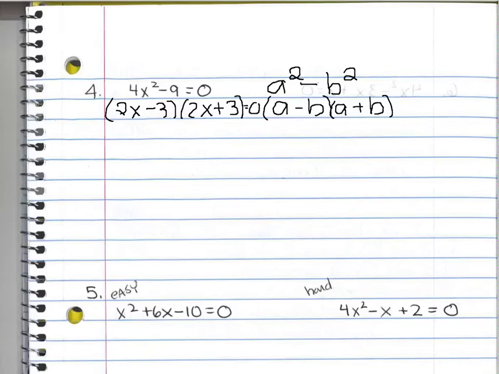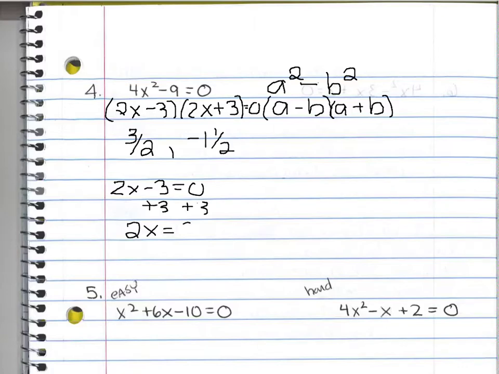Ideally, you're going to look at this in your head and say, well, that is 1.5, and the other one is negative 1.5. And if you can't do that in your head, I did it by taking 2x minus 3 equals 0. I moved the 3 to the other side, so I get 2x equals 3, divide by 2, and get x is equal to 3/2, or 1.5.